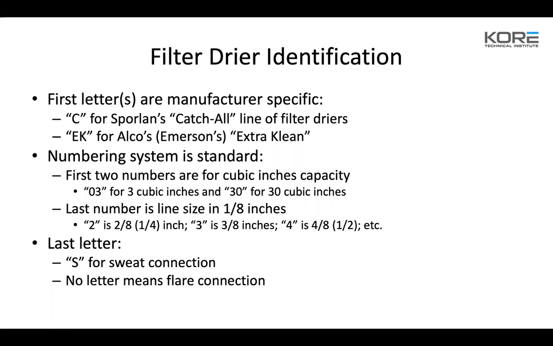So the last number is going to be your connection size. So if you're dealing with a 163, that's a 16 cubic inch, 3/8. If you're doing a 164, that's 4/8, which is ½ inch, and so on. So anytime you're looking at that, you know what connection size you have and what the cubic inch capacity is for that size of the dryer.